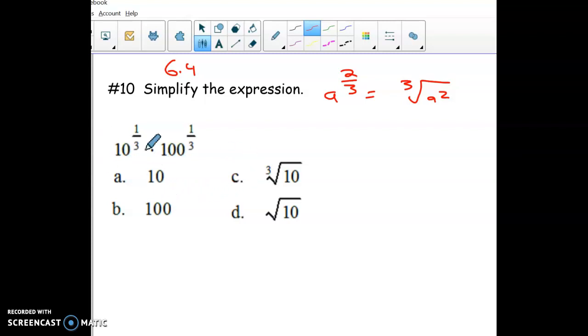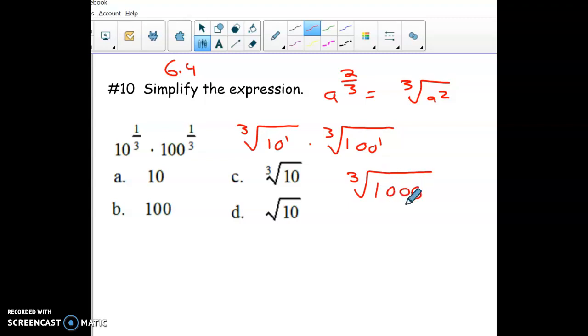All right, so at the start, there's no way to combine them because they have different bases. But the key is to remember that if I try switching forms, I would do a third root of 10 to the first times a third root of 100 to the first. These are our powers, these are our roots. All right, and then the to the first power doesn't do anything. So we really have like 2/3 roots, and it's 10 and 100. So I'm going to multiply those to get 1,000.